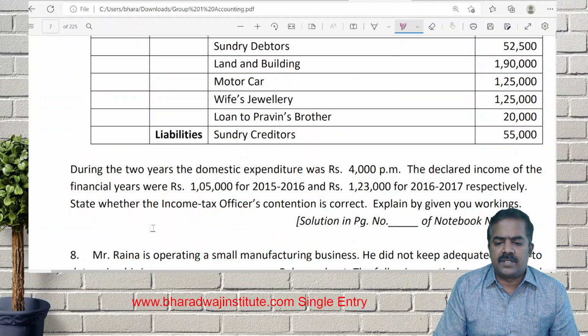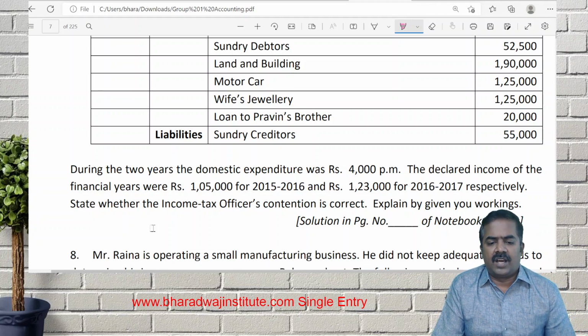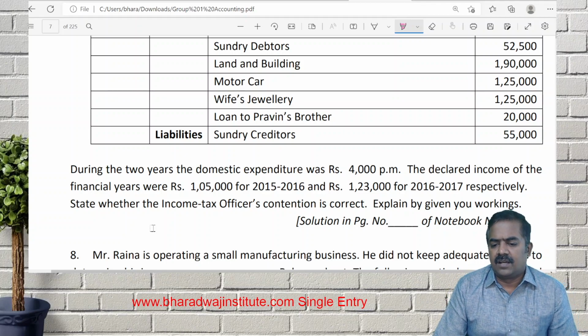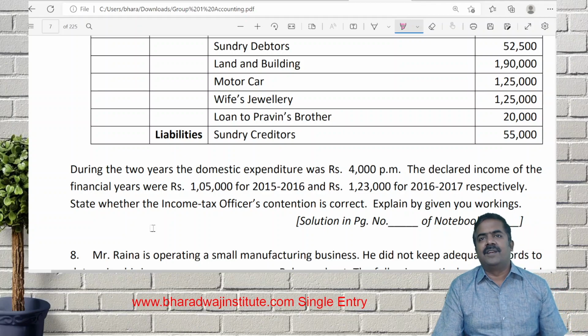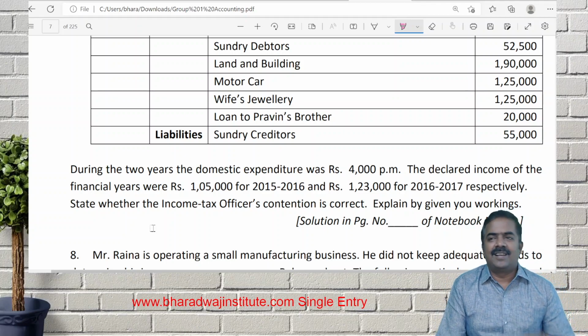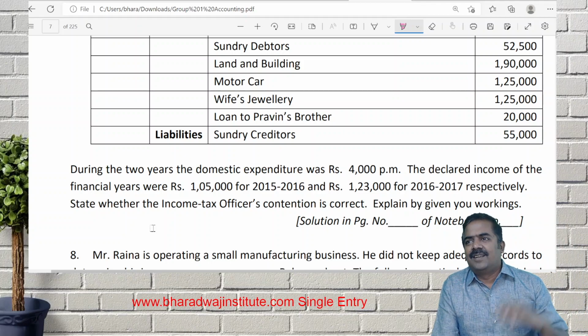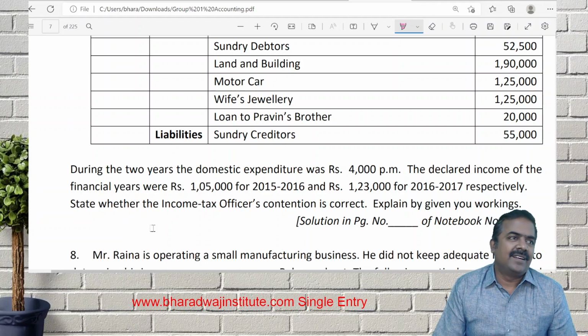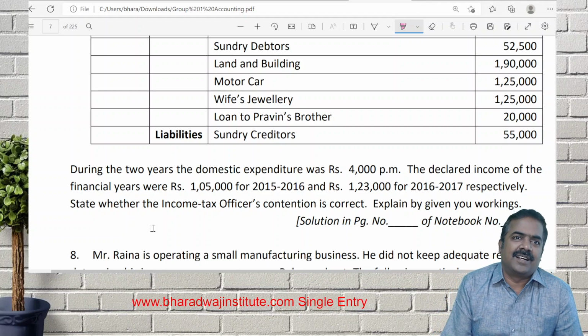During the 2 years, domestic expenditure is 4,000 per month. He declared an income for the financial years of 1,05,000 and 1,23,000 respectively. State whether the income tax officer's contention is correct. Explain and give workings. Simple. We are going to work out by the statement of affairs method. 2 years back and now, work out the net profit for 2 years and see the total net profit declared, whether the income is overstated or understated, we can work out.